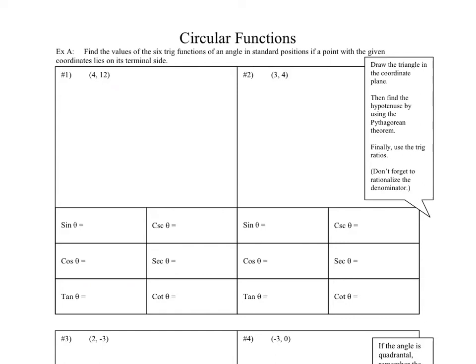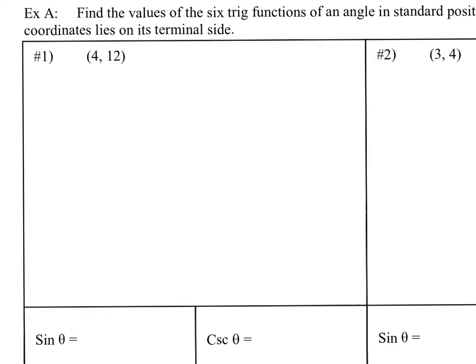Example A. Find the values of the six trig functions of an angle in standard position if the point with the given coordinates lies on the terminal side. First thing we're going to want to do is draw a little coordinate plane. (4, 12) is in quadrant 1. It should be around here. If we go to the right 4 and up 12, that means x is 4 and y is 12.